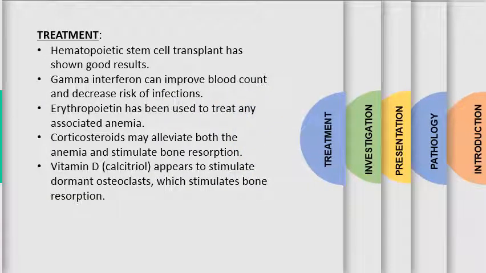Prognosis is poor in the recessive form if not treated promptly. Hematopoietic stem cell transplant has shown good results in infantile osteopetrosis. Gamma interferon can improve blood count and decrease risk of infections. Erythropoietin has been used to treat any associated anemia. Corticosteroids may alleviate the anemia and stimulate bone resorption. Vitamin D, calcitriol, appears to stimulate dormant osteoclasts, which stimulates bone resorption.